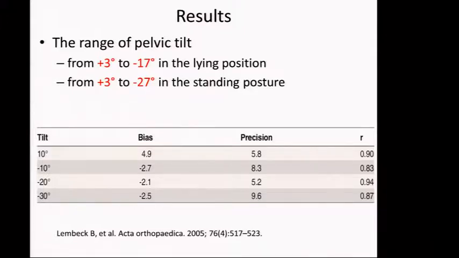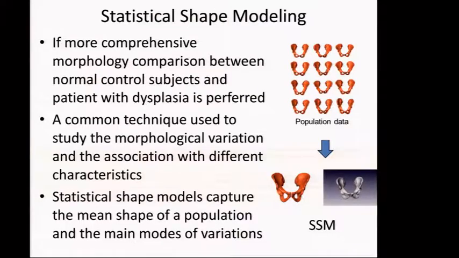So this only evaluates dysplastic hip with one parameter, the femoral head coverage. And does this tell you the complete story about the morphology? This actually motivates us to understand better with statistical shape modeling. If you want a more comprehensive morphological comparison between normal control subjects and patients with dysplasia, statistical shape modeling is probably a better technology.